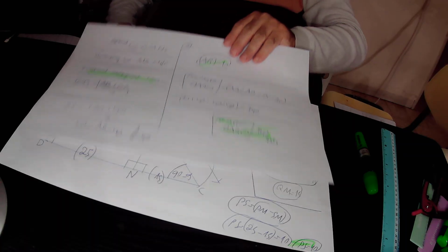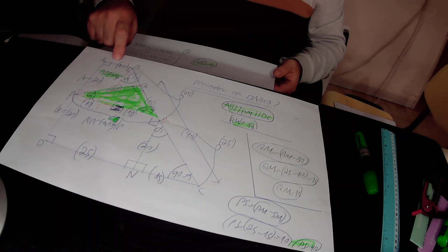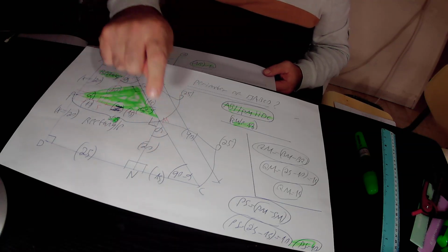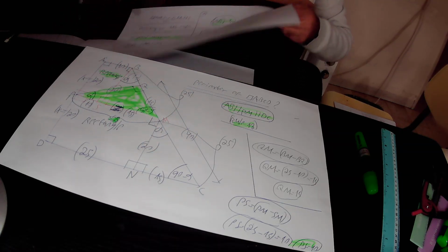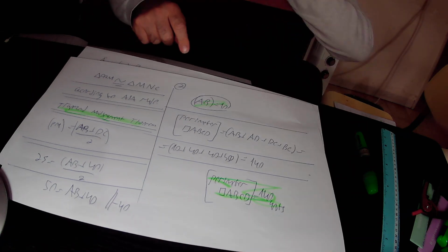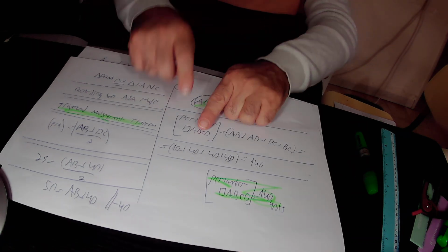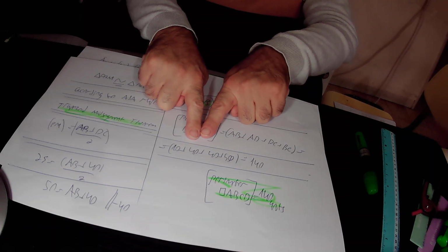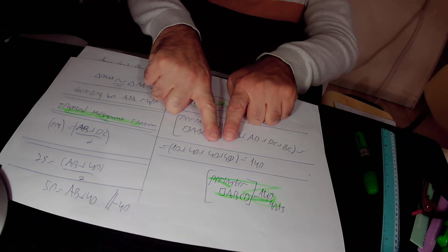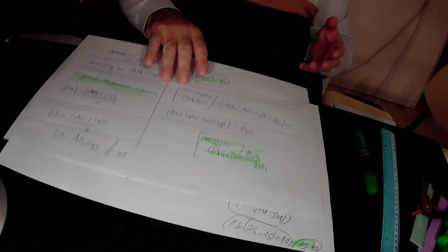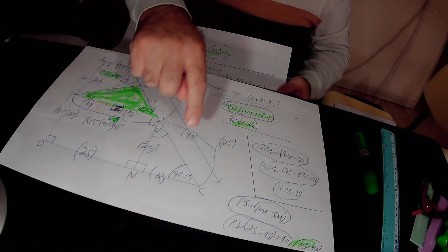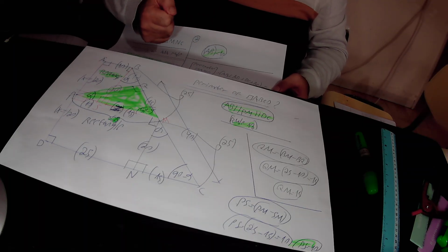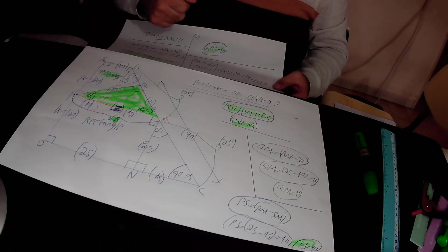So the perimeter of this quadrilateral ABCD equals AB, that is 10, plus AD, that is 40, plus DC, that is also 40, plus BC, that is 50. So in total, the perimeter equals 10 plus 40 plus 40 plus 50. 10 plus 40 is 50, 50 plus 40 is 90, 90 plus 50 is 140. So the perimeter we are looking for in this question equals 140 units in length.